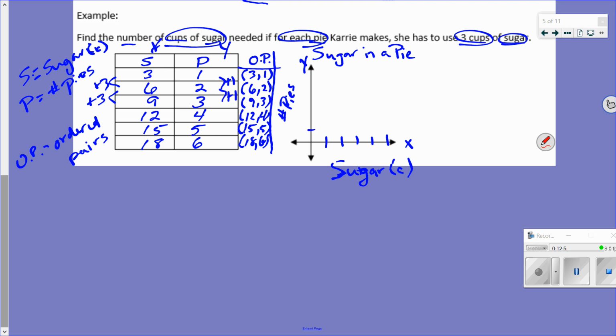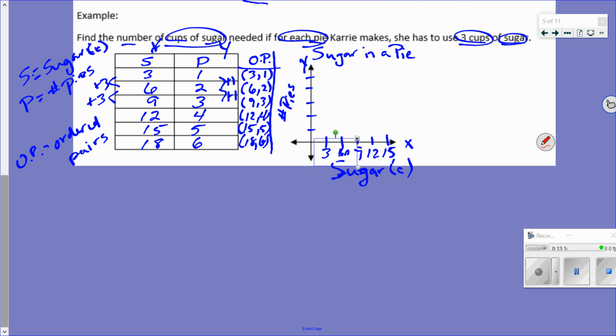Now, one thing about this, my intervals must all be even. So even though they're even on both the X and Y axis, that doesn't mean the intervals themselves have to be the same. What interval do you think we should use for our sugar? 3, right? Because it's done by 3s. So I can do my sugar in 3s. 3, 6, 9, 12, 15.